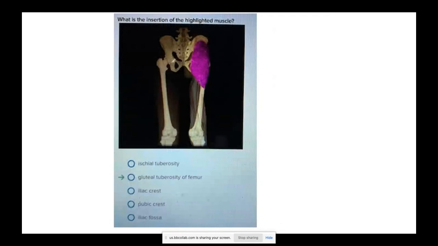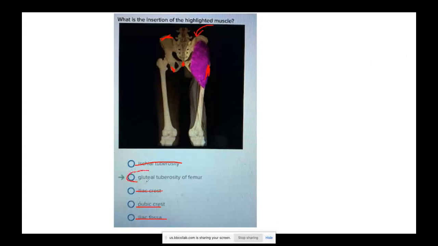Now we're on the posterior part. Now they're asking, this long muscle on the back is the gluteus maximus, and it's asking us for its insertion. Now the insertion has to be somewhere on the humerus, okay? Not humerus, the femur. It's got to be somewhere on the femur. Now ischial tuberosity, that's here. Iliac crest, that's up here. Pubic crest, well, that's got to be somewhere in the center. Iliac fossa, well, that's on the anterior side. That's where the iliacus originated.